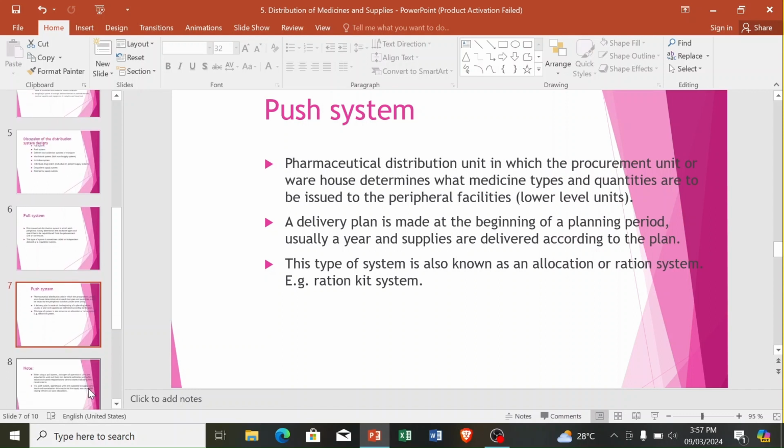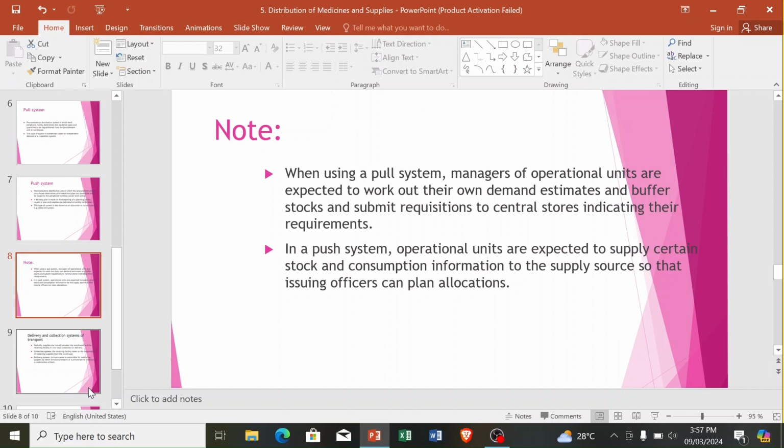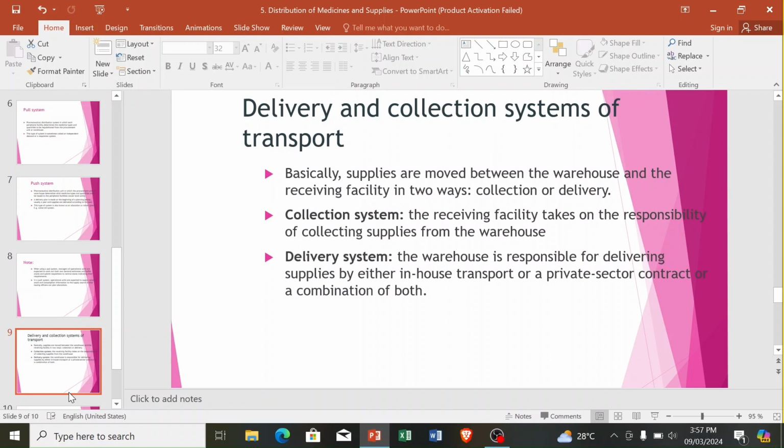And then there is something here we have to note. When using a pull system, managers of our operational units are expected to work out their own demand estimates and buffer stocks, and then submit requisitions to central store indicating their requirements. In a pull system, operational units are expected to supply certain stock and consumption information to the supply source so that issuing officers can plan allocation.